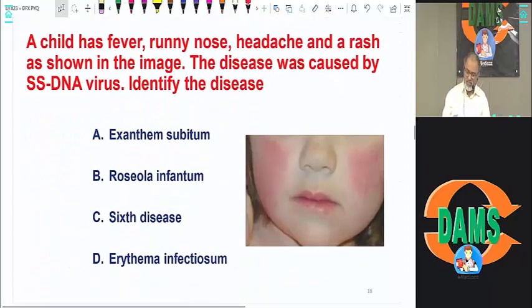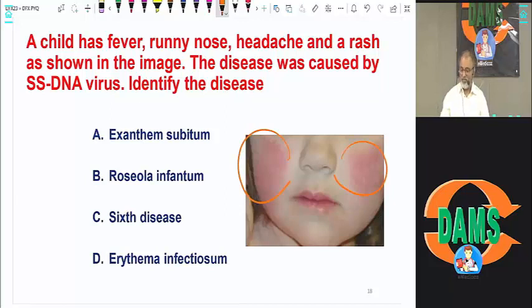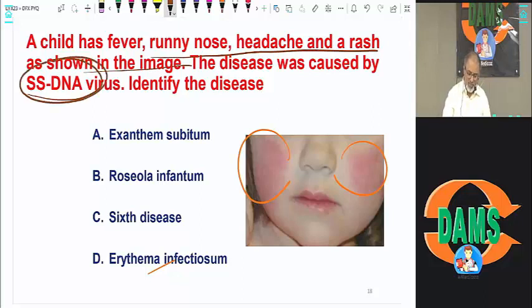A child has fever. What is it? Yeah. Nobody is reading the question. After seeing the slapped cheek, they directly go for erythema infectiosum. You must have at least the courtesy to read, my dear. Okay. Runny nose, headache and rash shown in the image, caused by single stranded DNA. Game over. What is it? Fifth disease. Erythema infectiosum. Single stranded DNA.